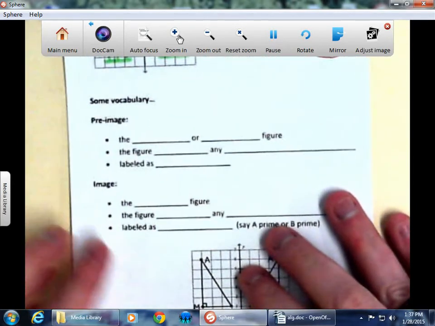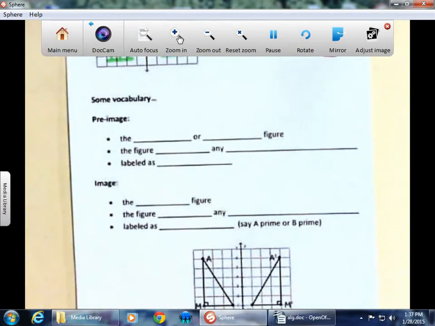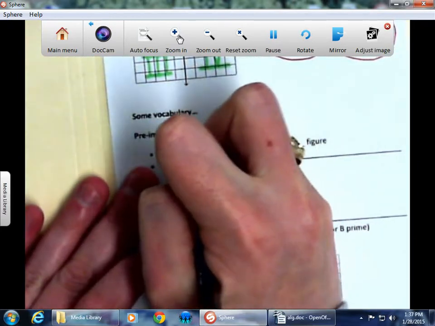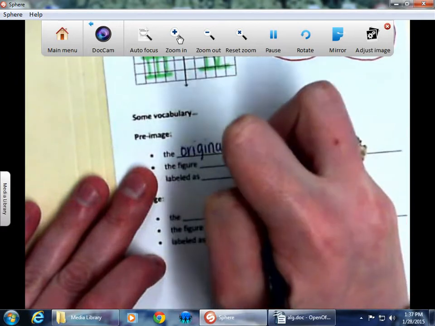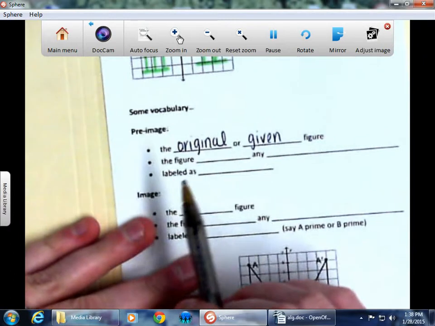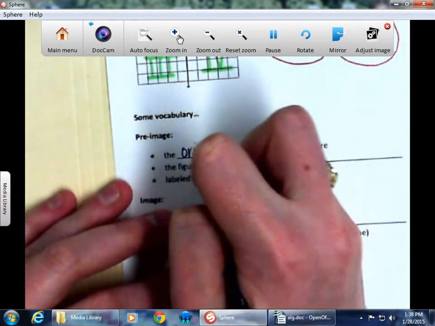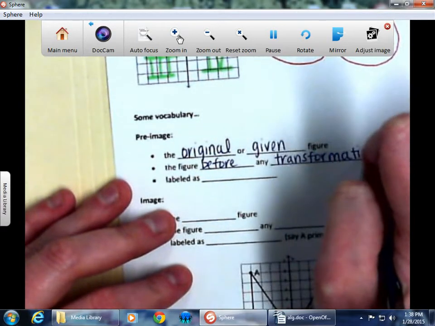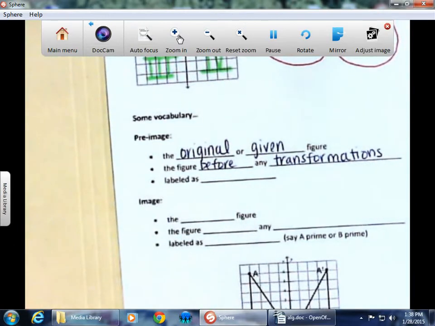So go down below that, we have some vocabulary. We have two words that we are going to use. The first one is pre-image. So this is the original or the given figure or picture. Usually we're talking about a square, a triangle, a rectangle, some sort of quadrilateral, something like that. This is the one that they give you for the beginning of the problem. This is a figure before any transformations. You should be familiar with transformations. Transformations are what we're talking about on the next page, but those are translations, reflections, rotations, and dilations.